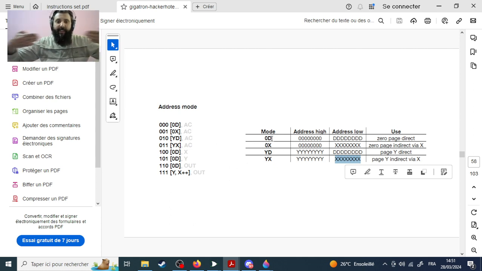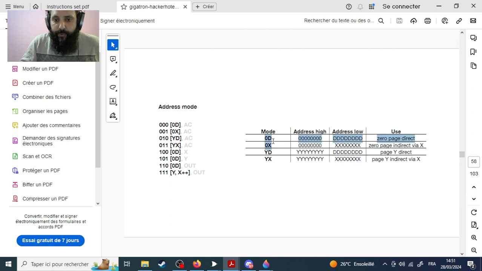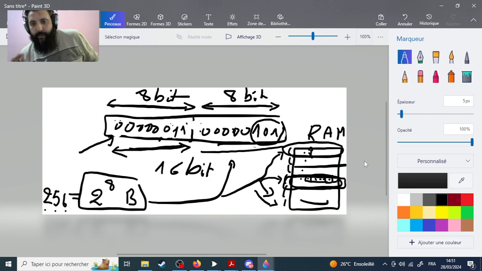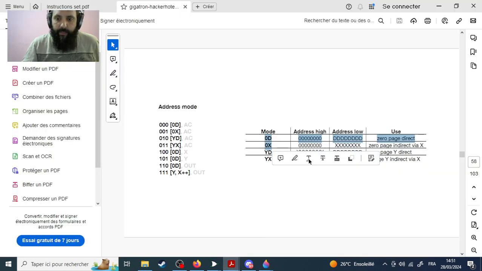We have 2 parts. They are constructed using the MIU, the memory addressing unit. This is the job of the memory addressing unit to form this. The first two modes are used solely on the zero page. The address concerns only this part. But in the two others, we can access any cell in the RAM we want. Okay. Do you have questions?